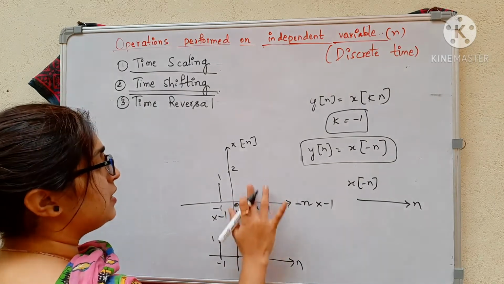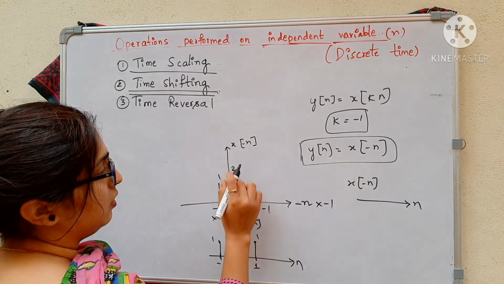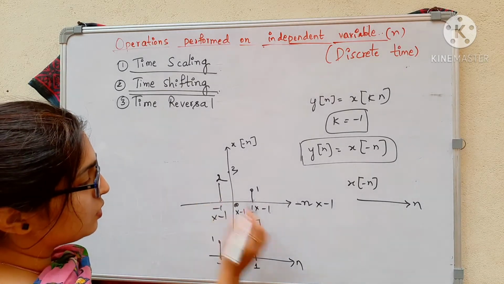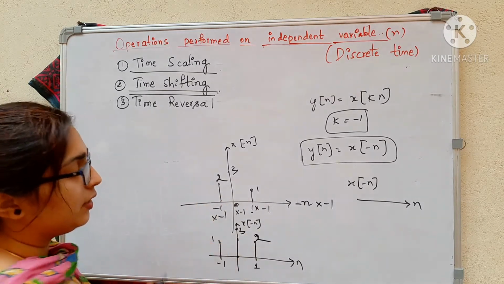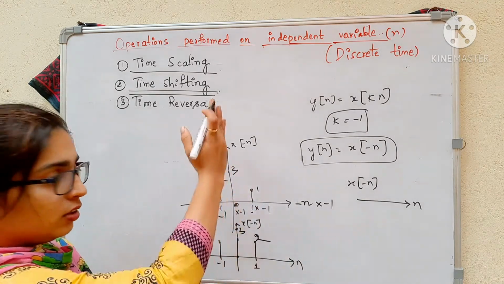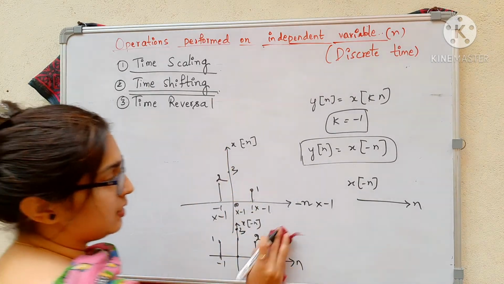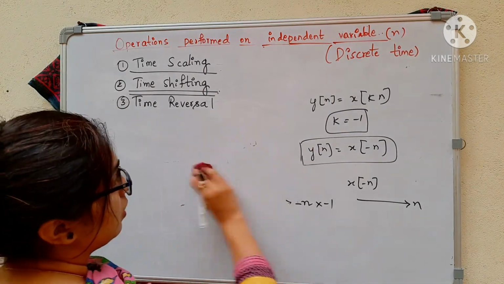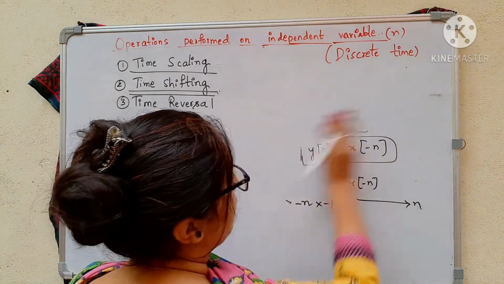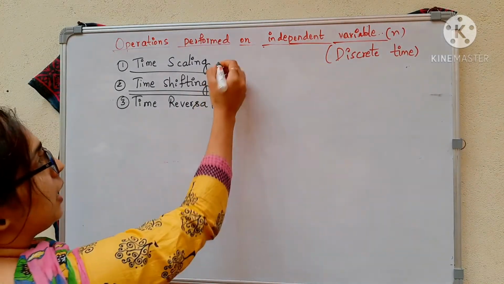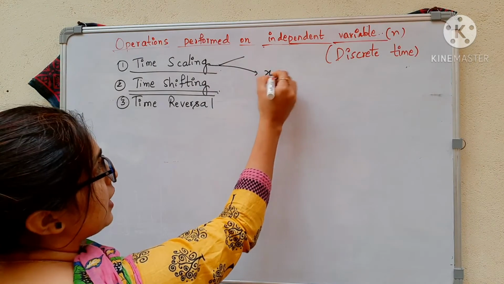If I consider this as 3, 1 and 2, now you will understand. This comes here 2 and here it is 1. So it will be flipped about the vertical axis. This is all used in image processing procedures like edge detection. Which one? Time reversal.